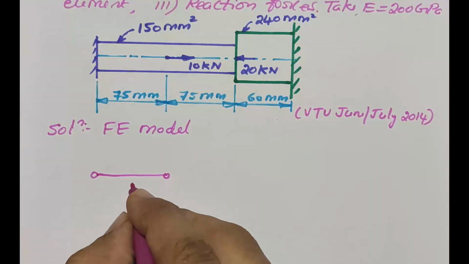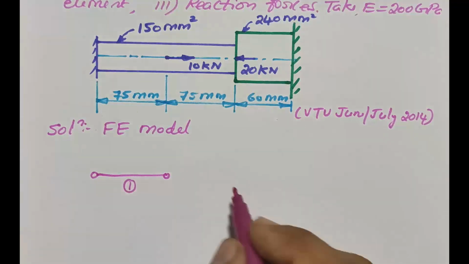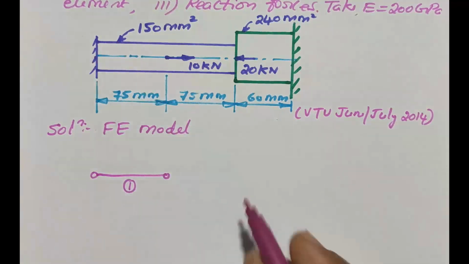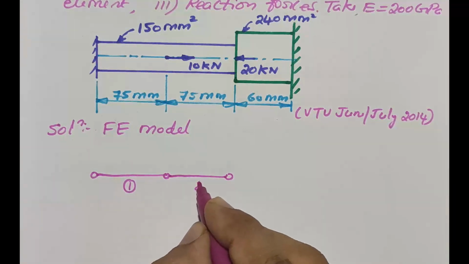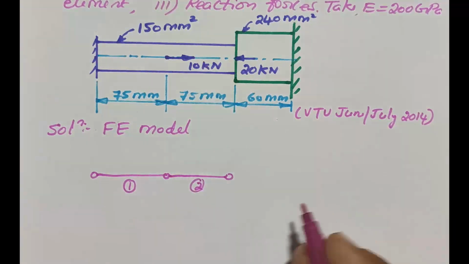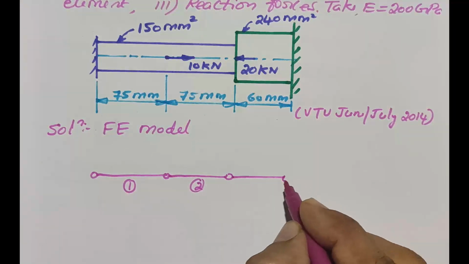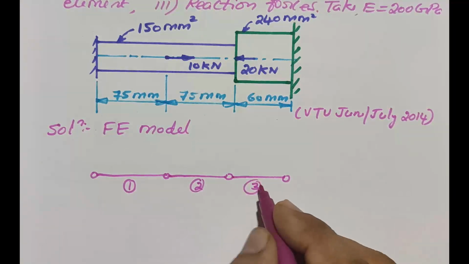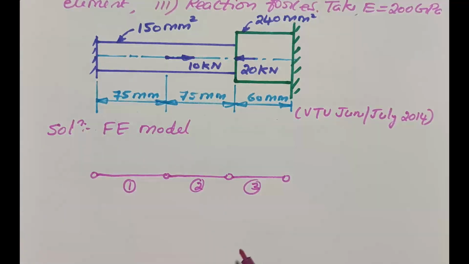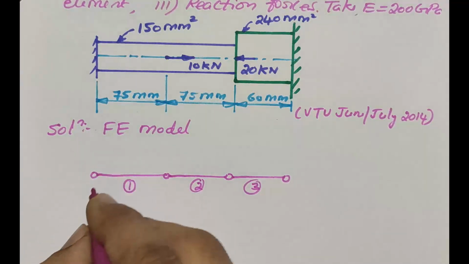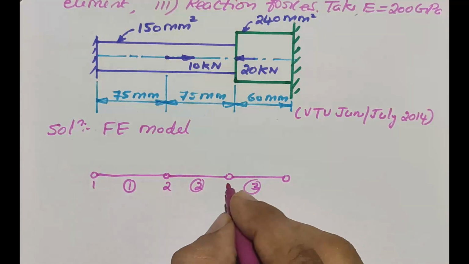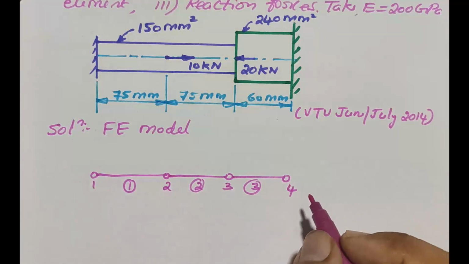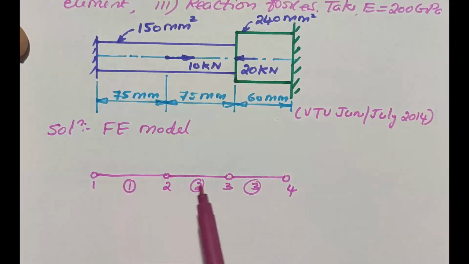This is element number 1, which represents this portion. This is element number 2, which represents this portion. Element number 3, it represents this portion. Now I will give the node numbering 1, 2, 3, 4. Now in this FE model there are 3 elements and 4 nodes.